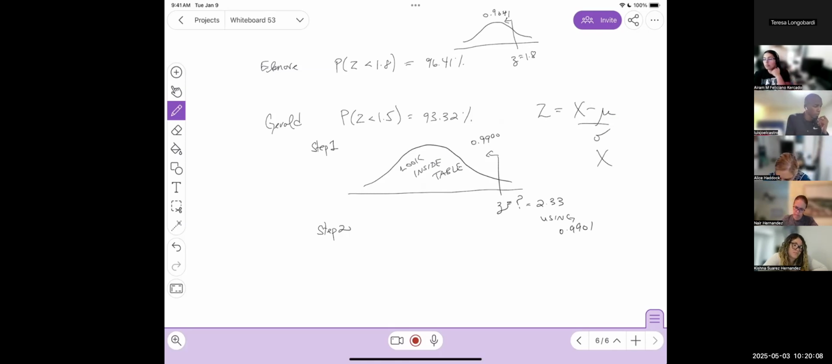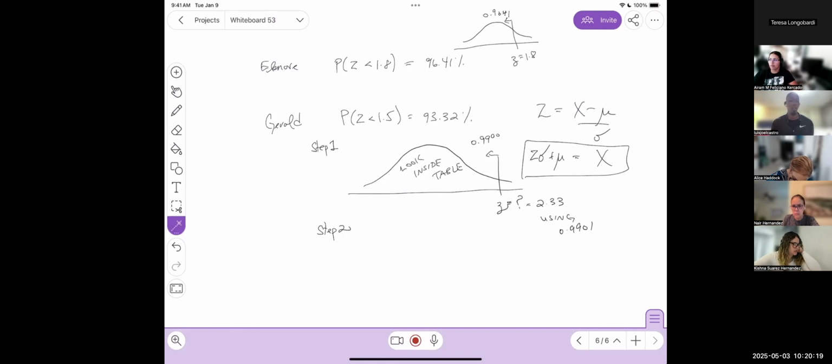So we have to do the opposite action. To find X, we have to multiply Z by sigma and add mu. That's the mathematics of it. This was standardized, and this is unstandardized. So I say it in words: Z standard deviations from the mean will give me X. That's the formula I'm going to use. So I'm going to use Z 2.33 standard deviations for Gerald, sigma 6, from the mean for Gerald, 18.